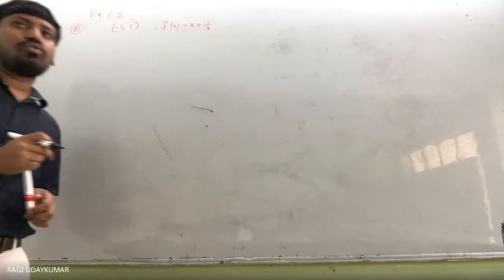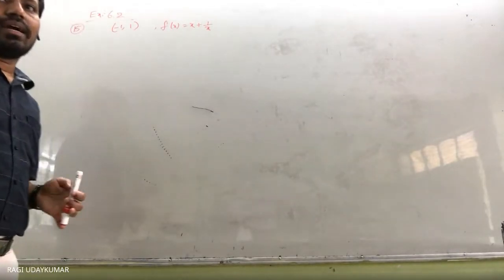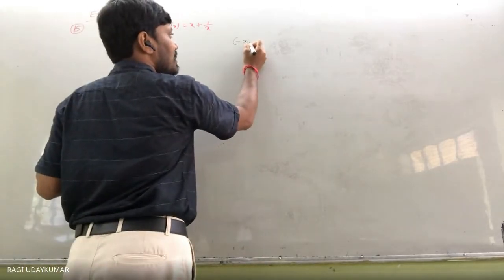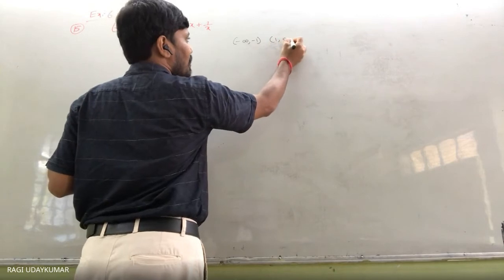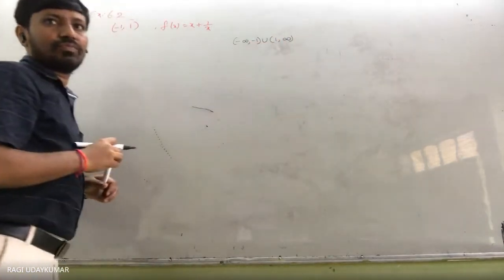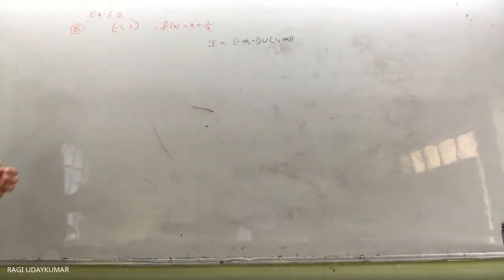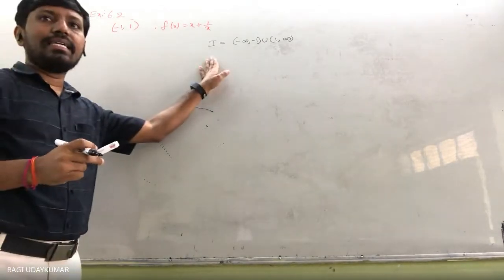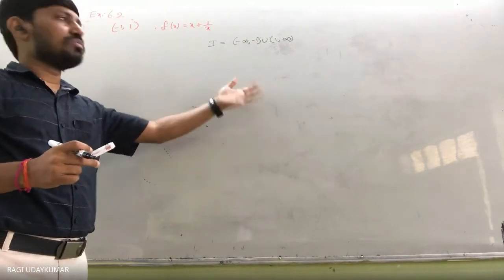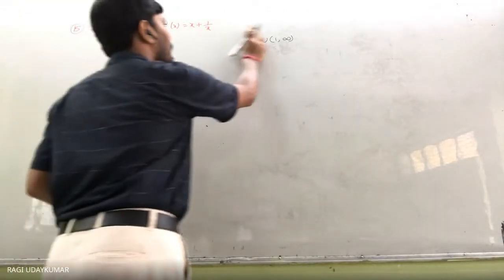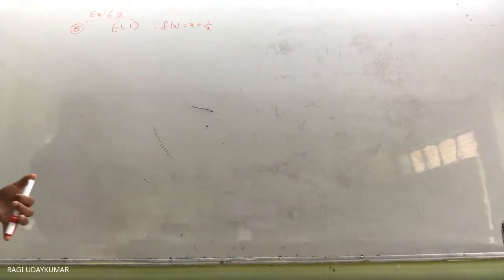So disjoint to the minus 1 to 1 means it is not minus 1 to 1. So what is the interval? Minus infinity to minus 1 and 1 to plus infinity. I is equal to this; disjoint from this interval is nothing but this interval. So here it is given that I is any interval disjoint from minus 1 to 1, so other than minus 1 to 1, any interval can be taken. Now prove that this function is increasing.